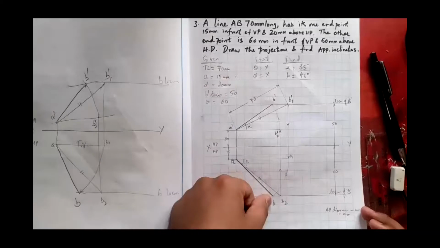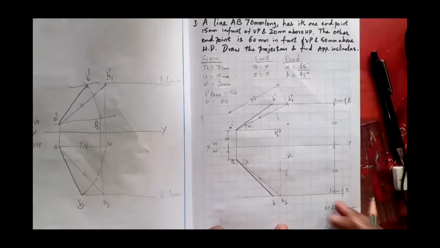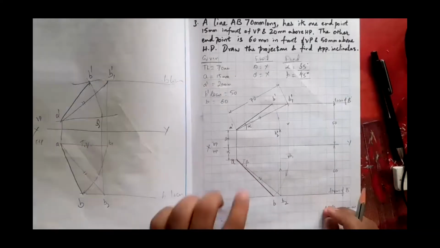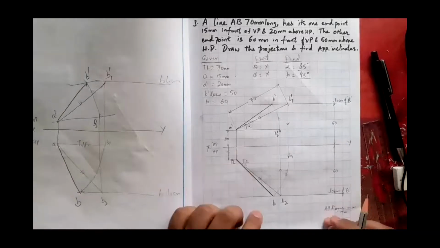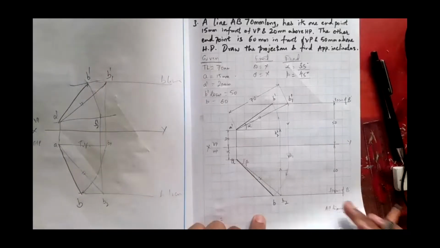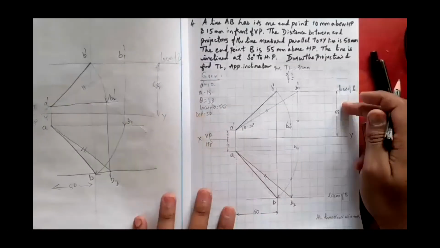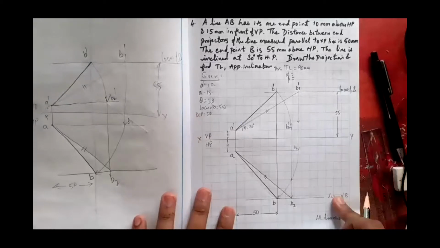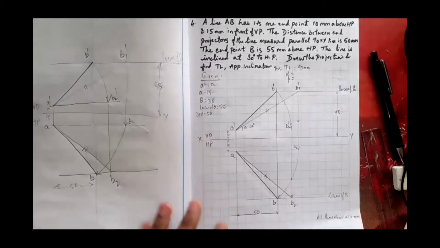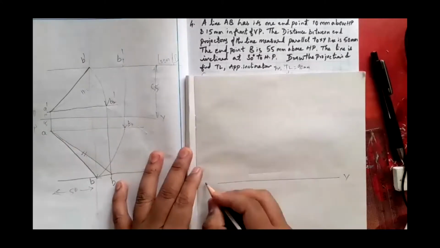Here, locus of B I could not find out as in the first two cases because true inclinations theta and phi are not given in this problem. So locus of B was directly given. But in this case, locus of B above HP is given. Locus of B in front of VP is not given. I have not dimensioned it. So we'll draw XY line. 10 and 15 I am going to mark A dash and A.